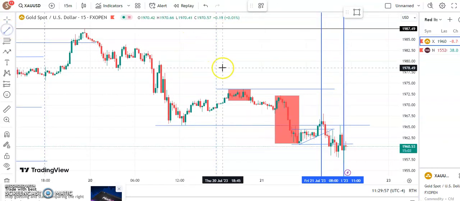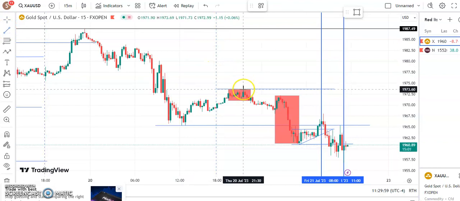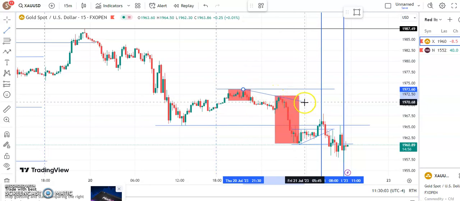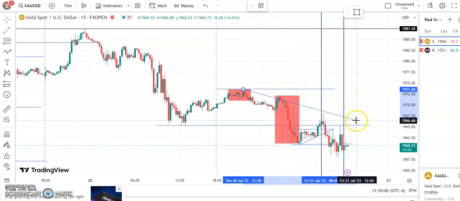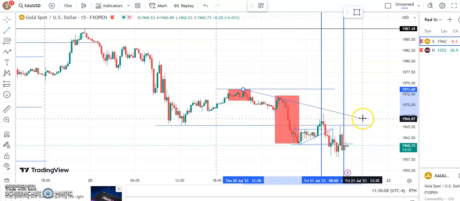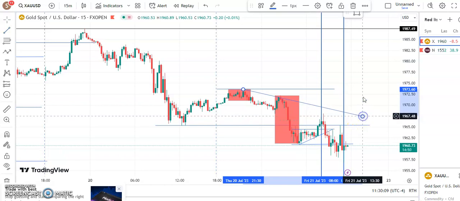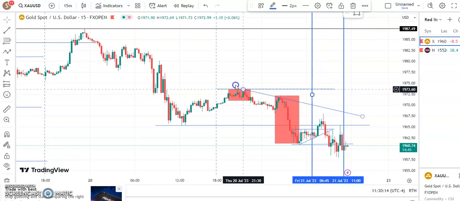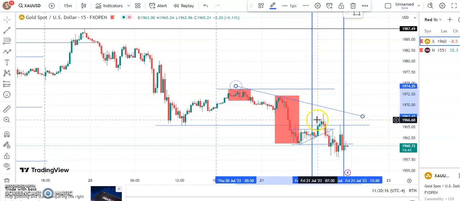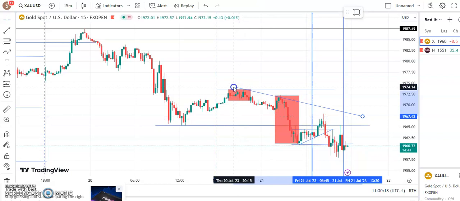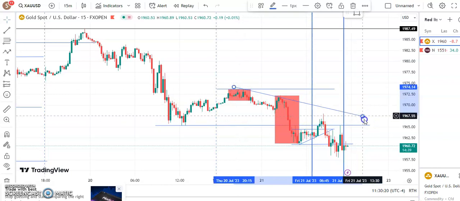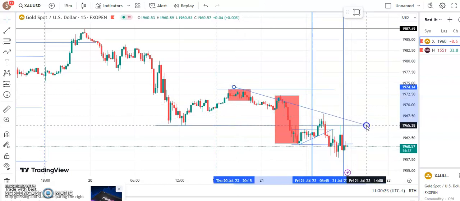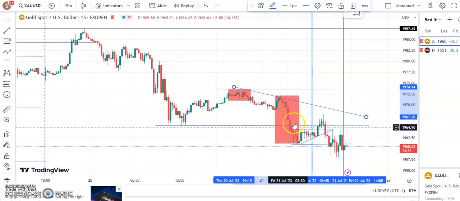Then again, I drew this trend line from the high of the day, linking it to the high of the previous session. Right? So price did not come back to this level, but still it obeyed when you try to force it. But to me, I knew this is a trend.